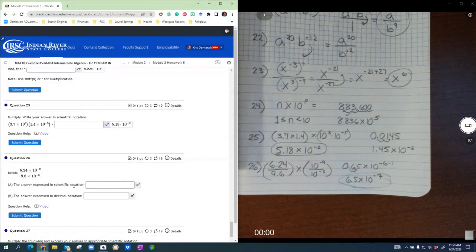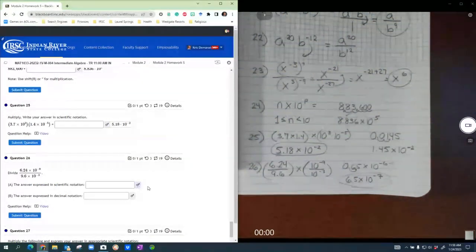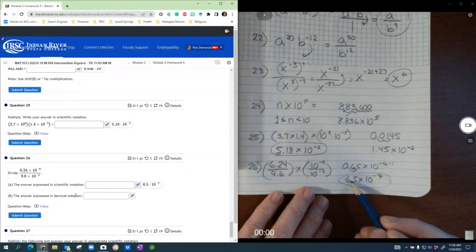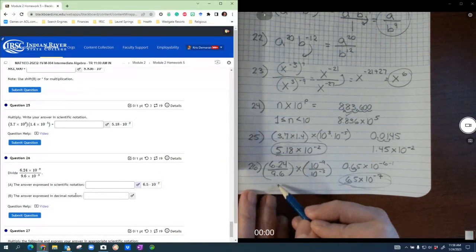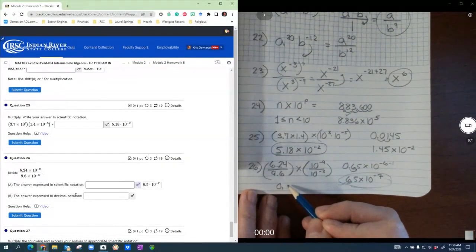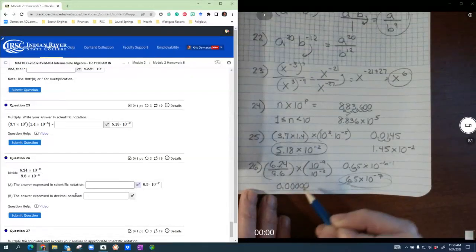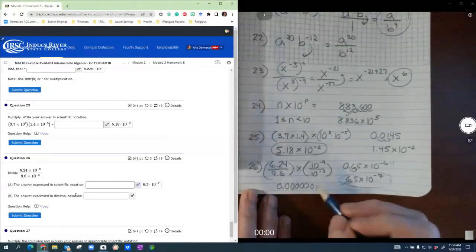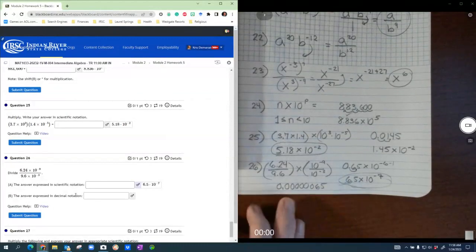So the answer to express in scientific notation is here, all right? And then answer the expression in decimal notation. So what we need to do is now move the decimal point over 7 times, or put 7 zeros with the decimal point in between the first and second. So I'm doing that right now. 1, 2, 3, 4, 5, 6, 7, and then 65. Here's our answer for that one. All right. So there we have that.